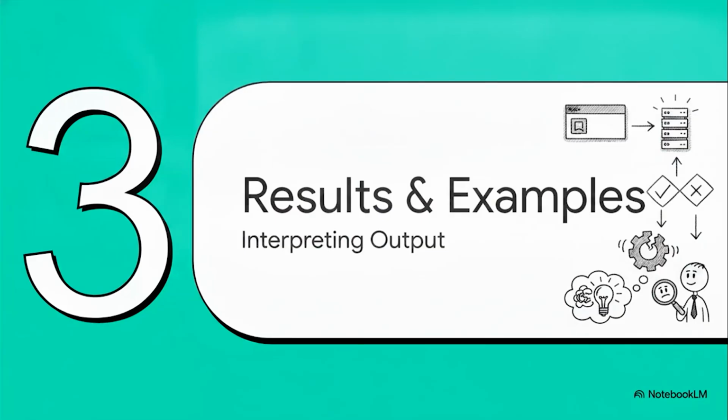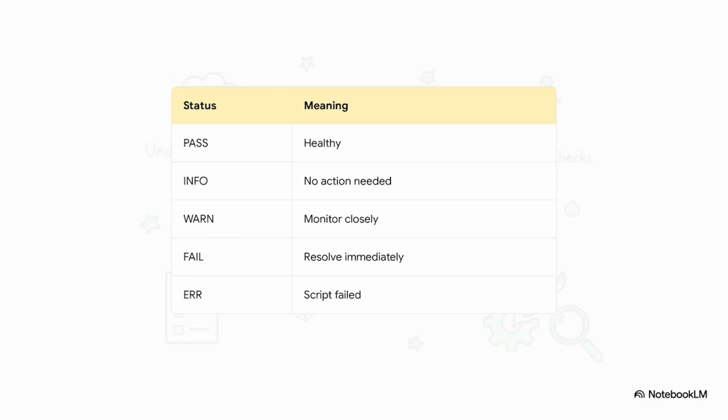All right, Section 3, NCC results and examples. So, knowing how to run the tool is only half the battle, right? Interpreting the results is where your admin skills really come into play. NCC is going to return one of 5 specific statuses.